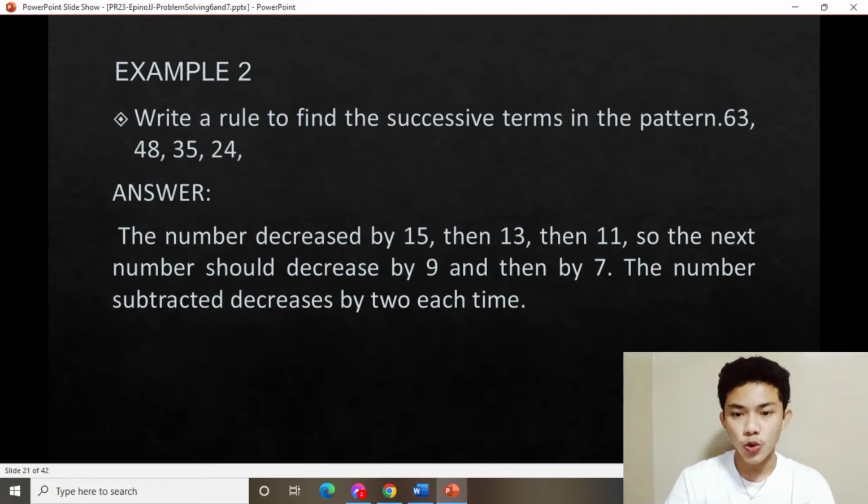Example number 2. Write a rule to find the successive terms in the pattern. 63, 5, 24, and the number decreased by 15, then 13, then 11, so the next number should decrease by 9, and then by 7. The number subtracted decreases by 2 each time.